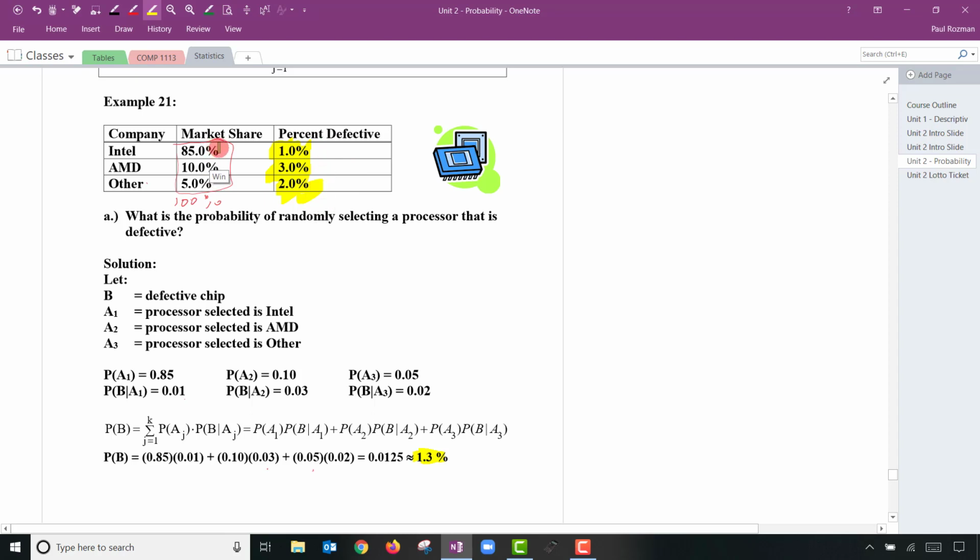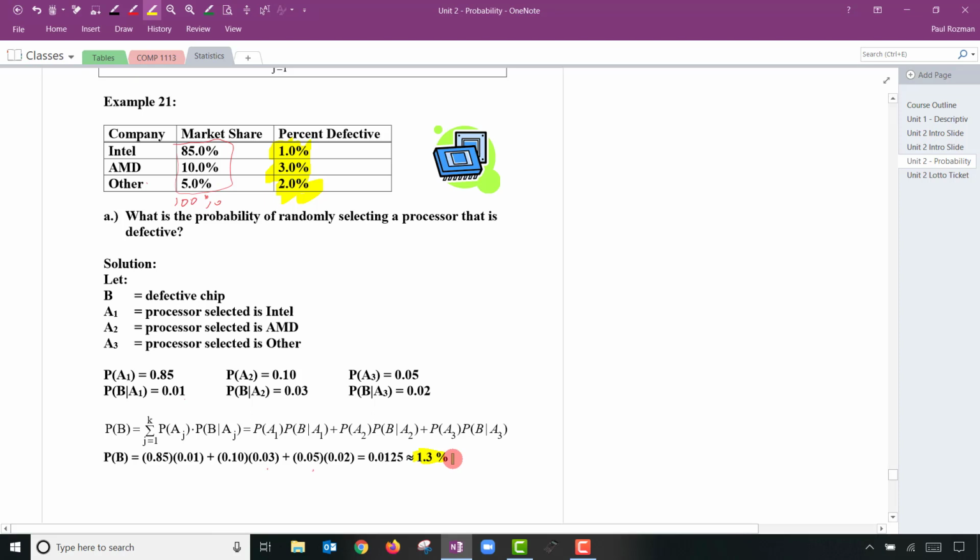85% of the time, we only have 1% defective. So that's the biggest contributor, and that's why we ended up with a value that was lower than 2%. I said it again, we made this pretty complicated. You've probably been using this rule of total probability ever since you became a student, because this is how you calculate your grade in a course.